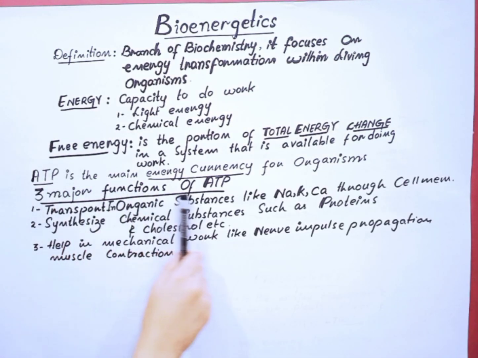So here we have the three major functions of adenosine triphosphate, which is the energy currency. So adenosine triphosphate or ATP transports inorganic and organic substances or elements across the cellular membranes. And without this transportation, most of the cellular processes cannot take place. Now, the second function of ATP is the synthesis, the formation of chemical substances like proteins, cholesterol within the living system.